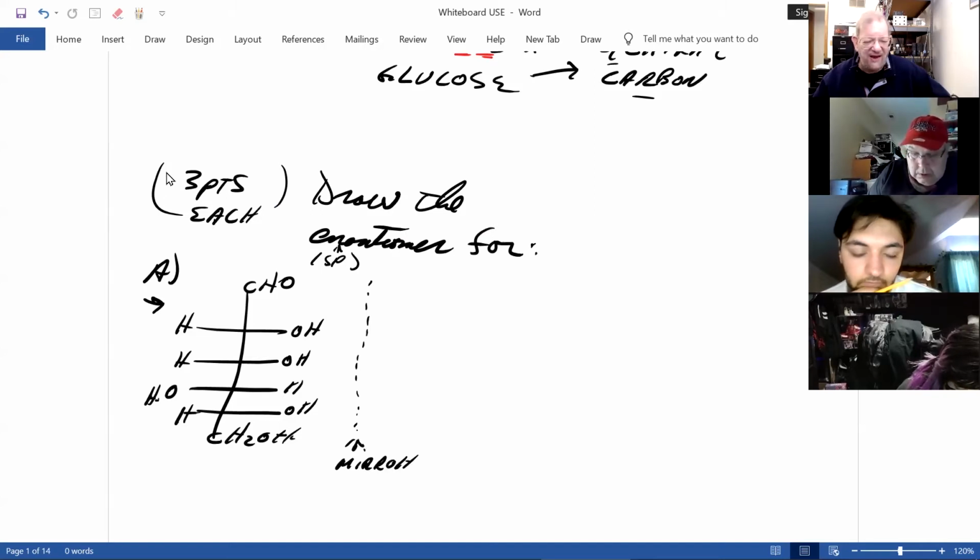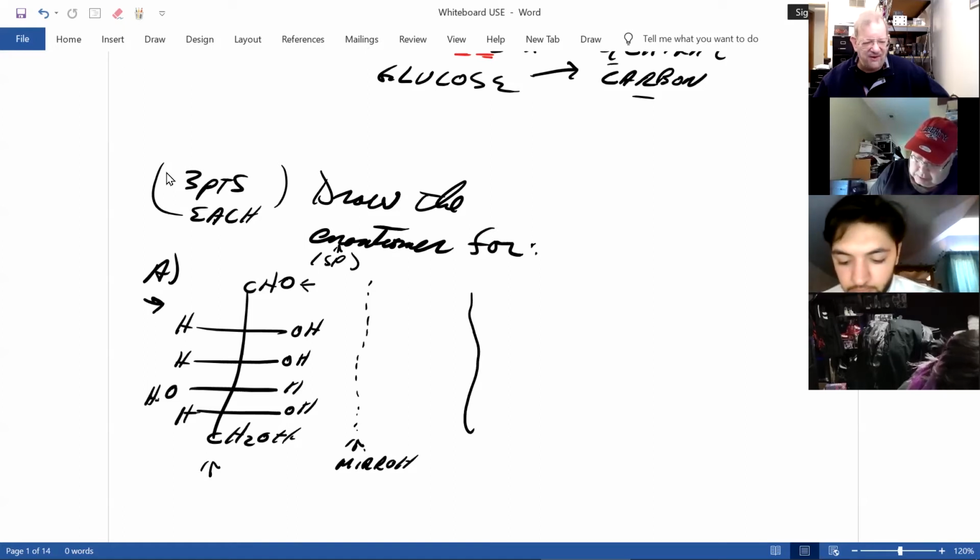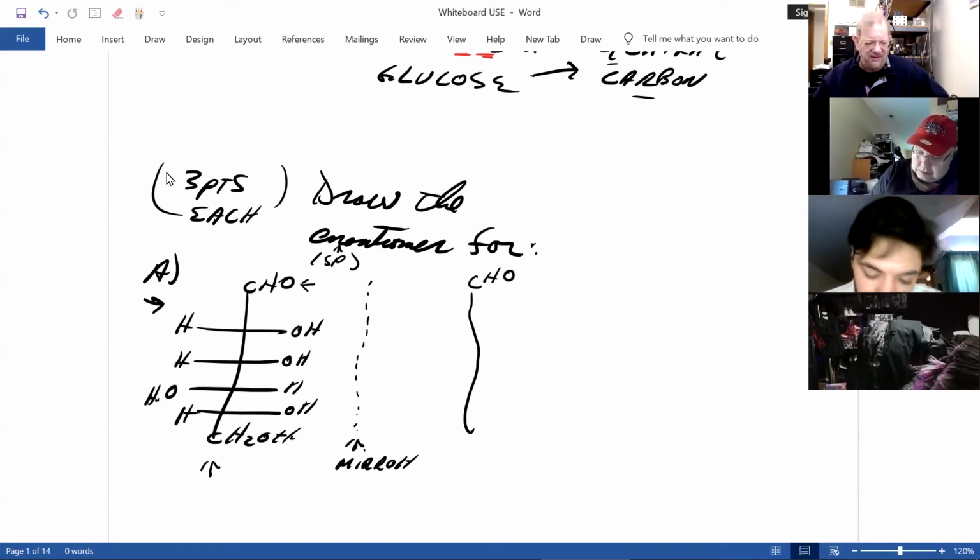Now, if you take and hold this molecule up to the mirror, you're going to see a reflection. Now, an aldehyde, since it has an achiral carbon, it's not chiral. I can just draw it like this. I don't have to worry about a mirror image. Same thing right here, this carbon.